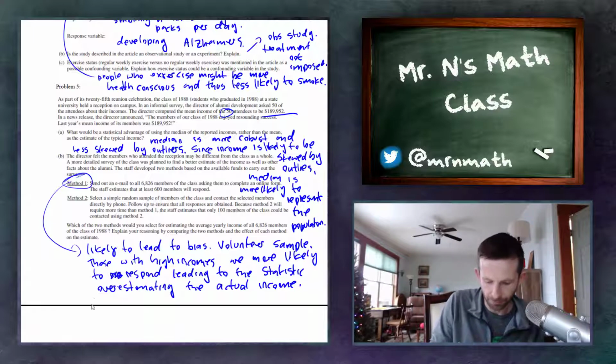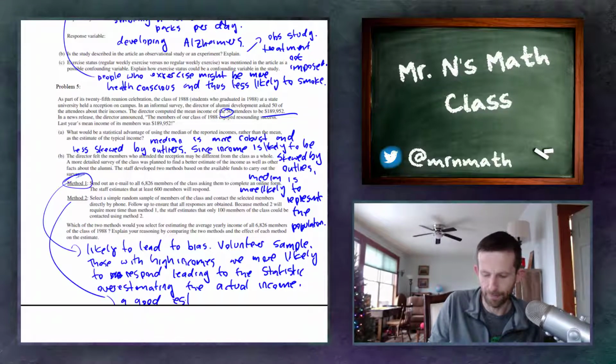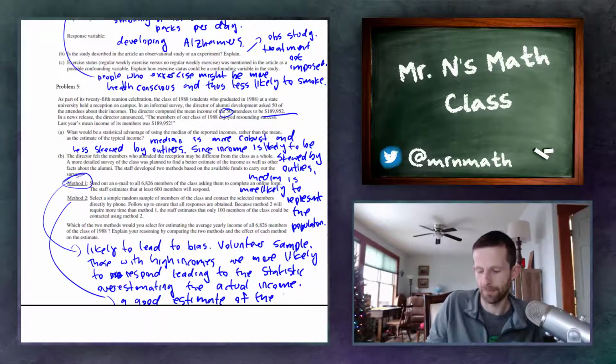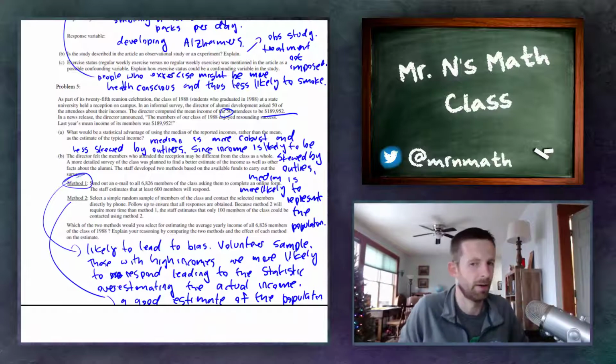Method 2. This is a good estimate of the population. So method 2 is better. It's likely to be an unbiased estimator.